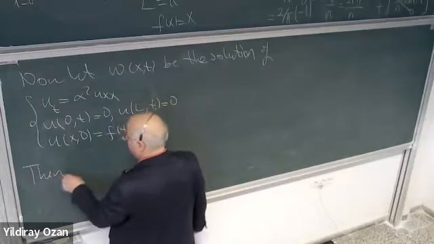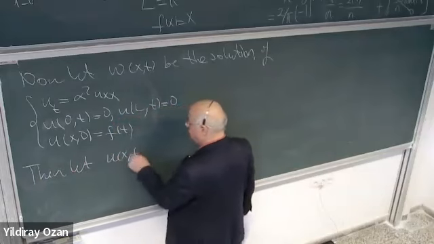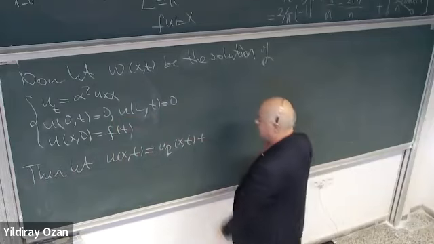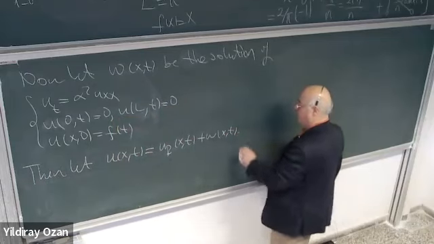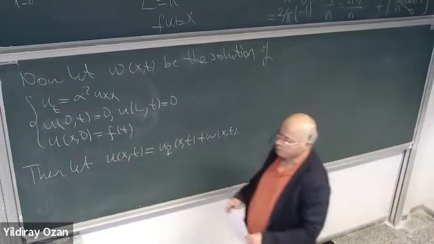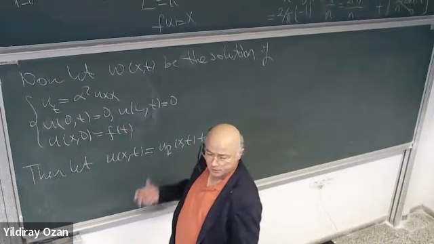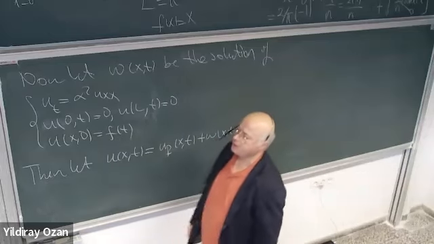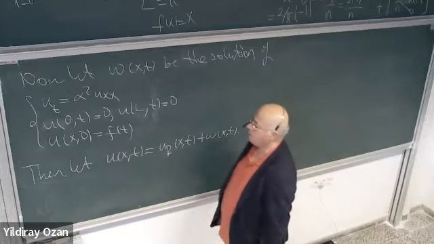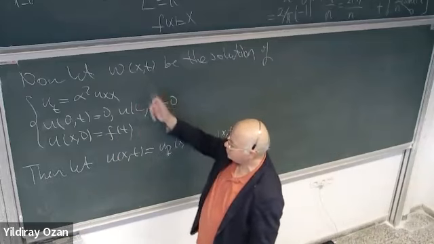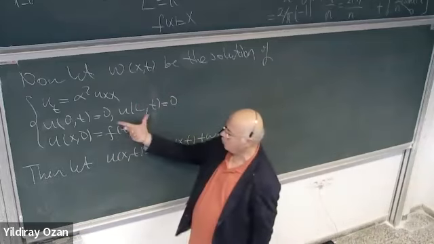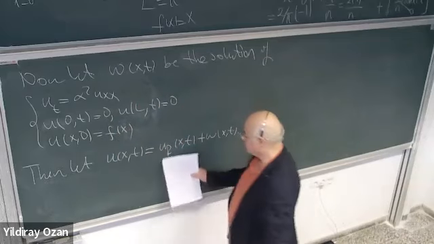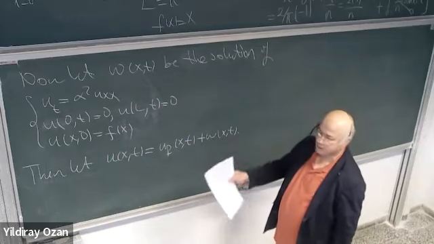Then let u(x,t) be the following: u_p(x,t) plus w(x,t). So we divided our problem into two problems. One of them has non-homogeneous boundary conditions, and we obtained the solution as a linear function of x. And then we consider this problem, and its solution is w. Here, homogeneous boundary conditions. This is f of x, of course. And the sum of these two would give us the required solution.